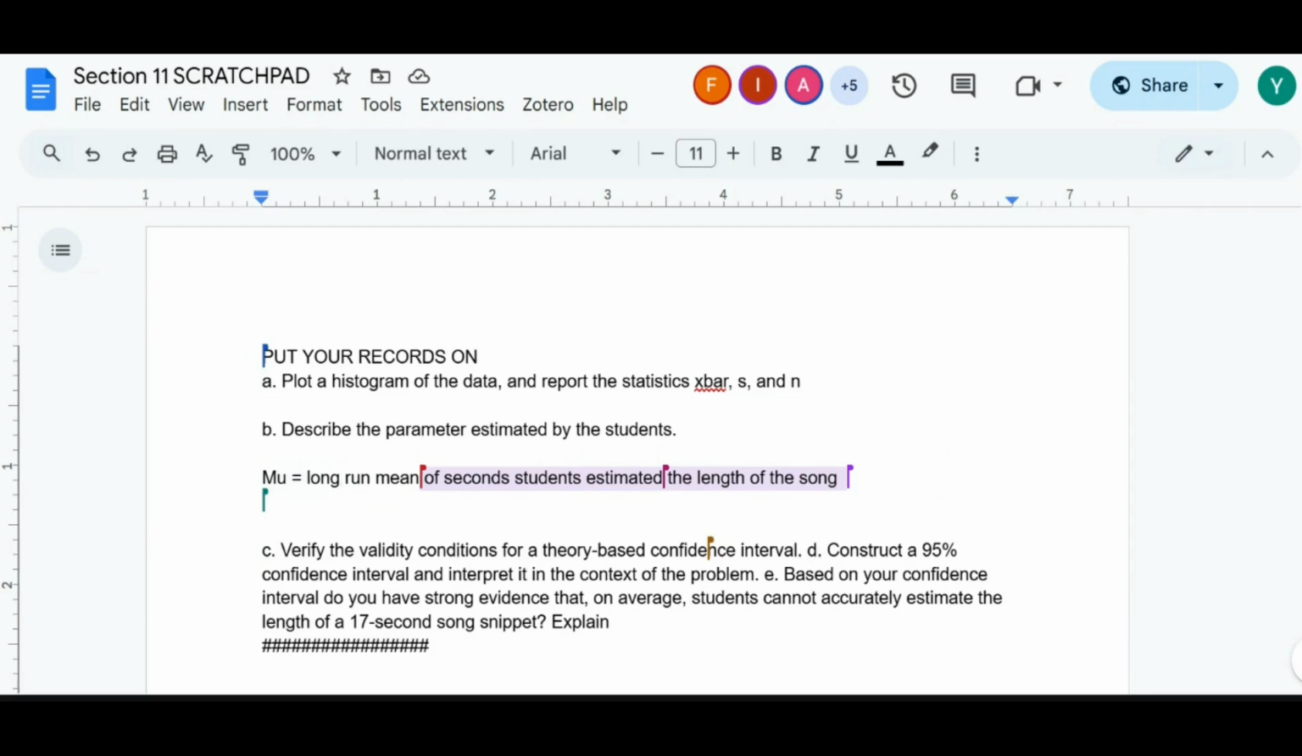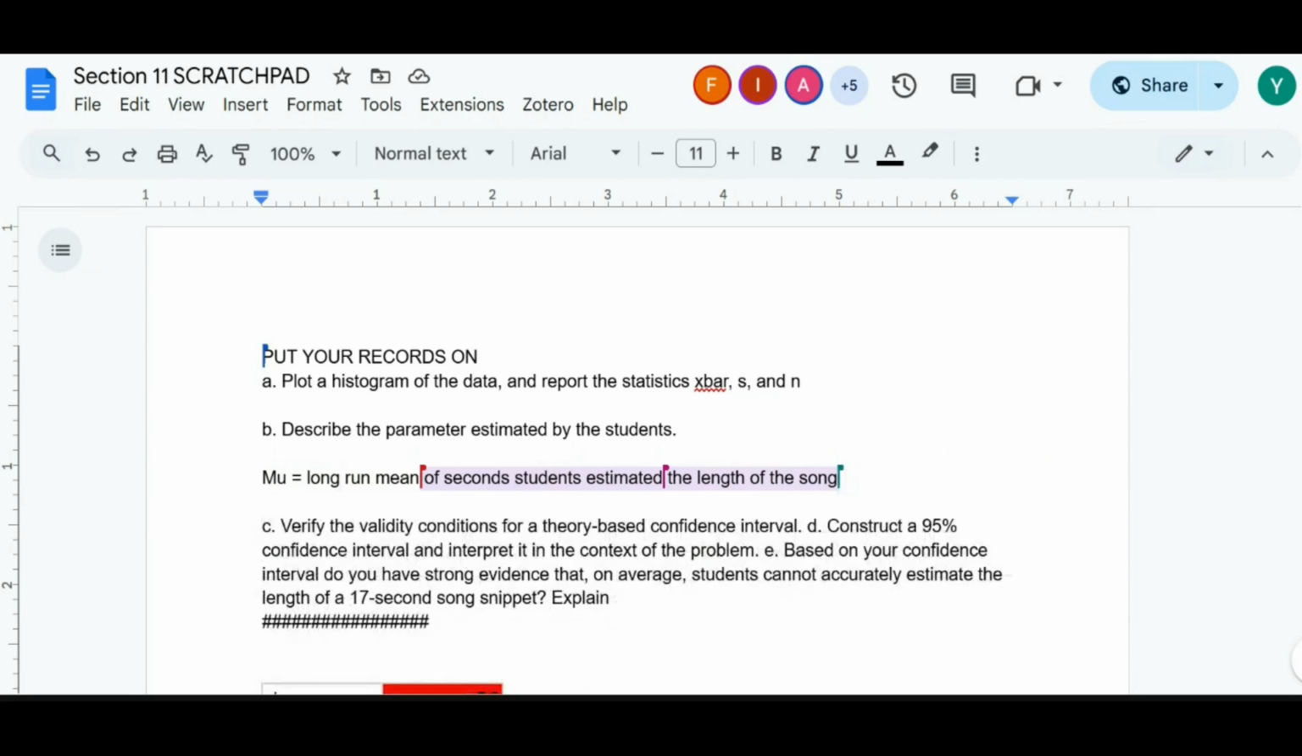Yes. Now that's not easy. So you can pat yourself on the back. This is not easy. Getting X bar and all that is actually easier. This kind of thing shows whether your thinking is clear or not. So it's not about did you estimate the length accurately? That's a yes or no question. I don't care if you're accurate or off base. Tell me how long you thought the snippet was, and mu is the mean of that time. The long run mean number of seconds students thought the snippet was.